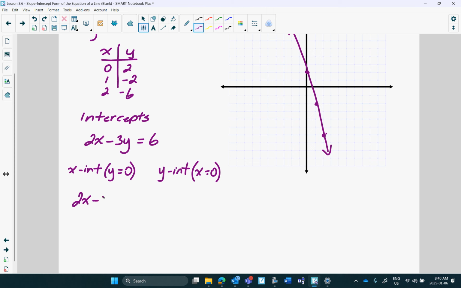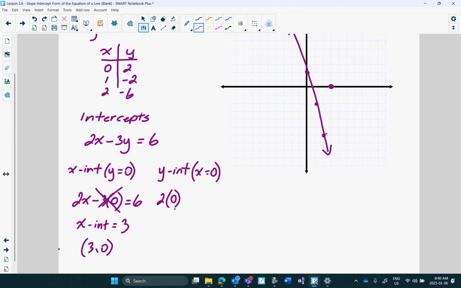So I'm going to plug in 0 for y. Well, minus 3 times 0 is nothing. So I'm left with 2x equals 6. That means the x-intercept is going to be 3, which means our line is going to cross the x-axis here. That's 1 point. Now we got to go back and find the y-intercept.